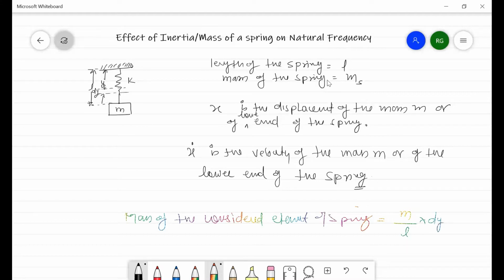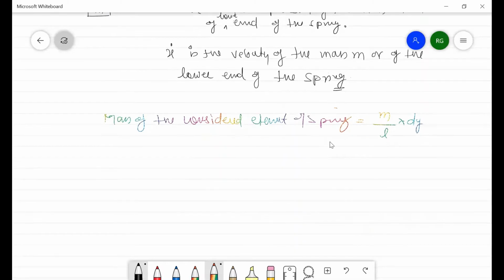And now we can say the velocity of the spring at the fixed end is 0 and the velocity of the lower end is x dot. So we can find out the velocity of the considered element which is located at the y distance from the fixed end. The velocity of the dy element is equal to x dot over L, the velocity gradient, multiplied by y.